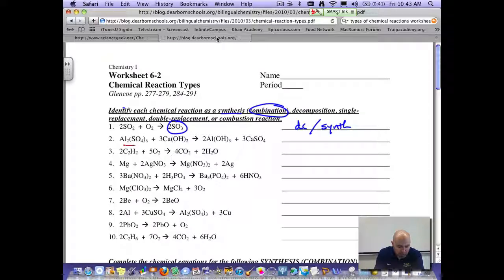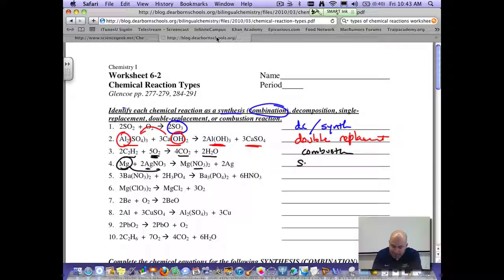This next one, what type do you think it is? Well, we've got aluminum getting together with the hydroxide, and then the calcium getting together with the sulfate. This is a double replacement. This next one, once you see the carbon dioxide and water with the oxygen, this is a combustion reaction. Number 4, notice it's alone, and notice that it replaces and gets together with the nitrate, magnesium does, and silver is alone, so this is going to be a single replacement.